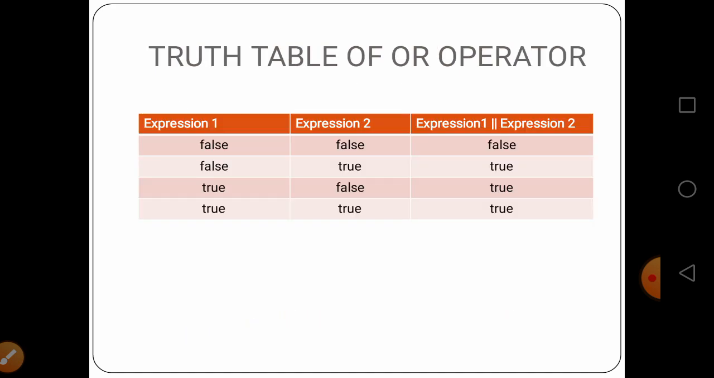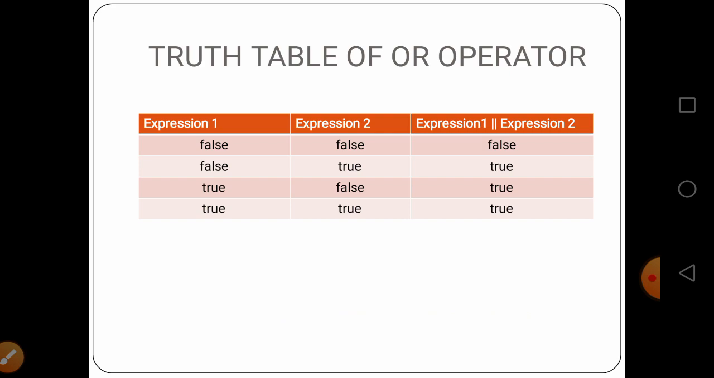Here we have a truth table of OR operator, in which you can see if the condition of expression 1 is false and the condition of expression 2 is also false, then OR returns false, as both the conditions are false. If the condition of expression 1 is false and the condition of expression 2 is true, then OR returns true.